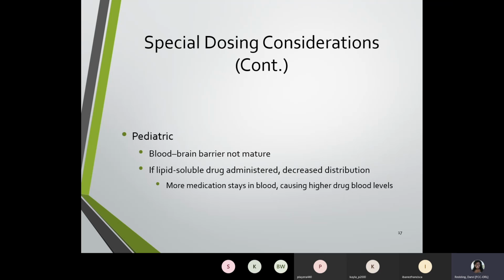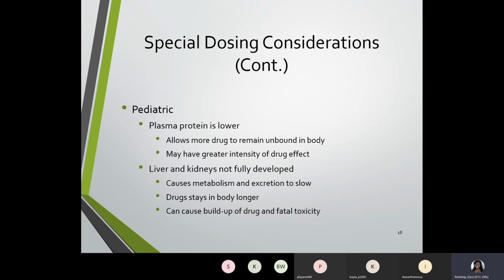distributed. So as we completed talking about some examples of pediatric special dosing considerations, we'll continue to learn that the plasma protein is also lower in the pediatric population. This allows for more drug to remain unbound in the body, and it may also have a greater intensity of the drug effect. Now, in the pediatric population, their liver and their kidneys are not fully developed, and this can cause metabolism and excretion to slow down. The drug also stays in the pediatric body longer, and this could also cause a buildup of drug and fatal toxicity.